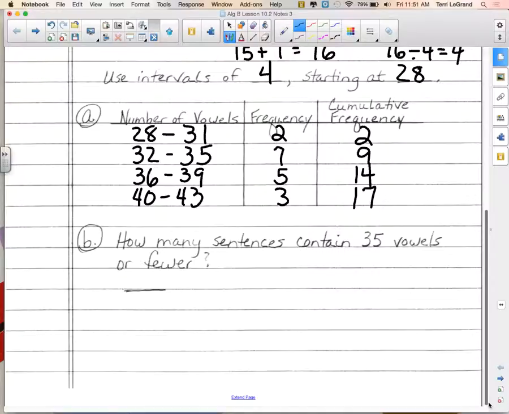So 35 vowels or fewer, that would be, give me some examples. 35, 34, does 36 count? 35 or fewer. No, 36 is out of the range, isn't it? So, Trey? It's 9 because it's a running total. We keep on adding and it stops, because when it goes up to 9, that's when it's 35 or fewer. This 9 tells us that the highest number of vowels is 35. And it says 35 or fewer, so we would answer this as 9.